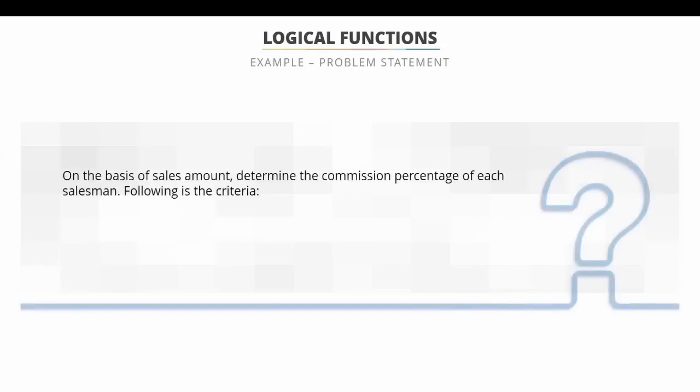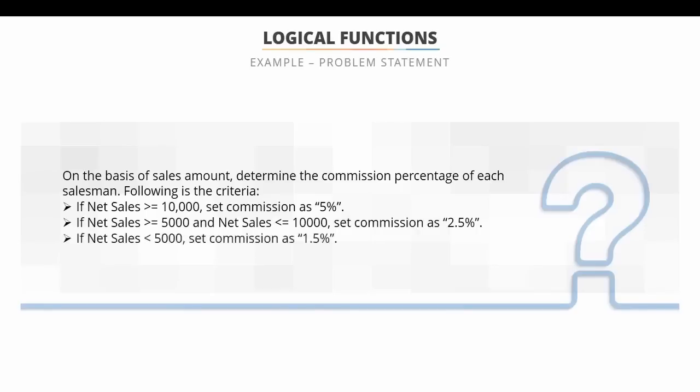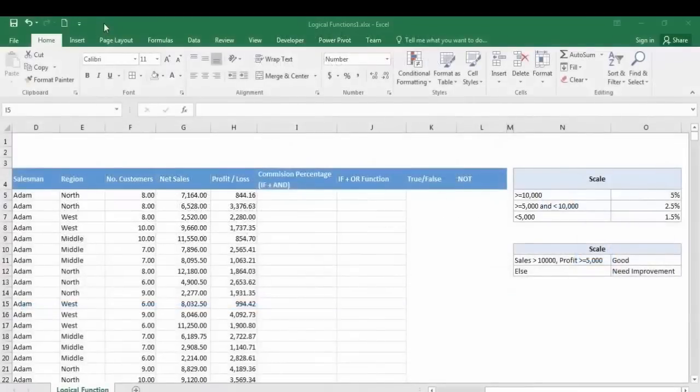Consider the given sales table. Here, on the basis of the sales amount, we want to determine the commission percentage of each salesman. Following is the criteria. If net sales greater than or equal to 10,000, set commission as 5%. If net sales greater than or equal to 5,000 and less than or equal to 10,000, set commission as 2.5%. If net sales less than 5,000, set commission as 1.5%.